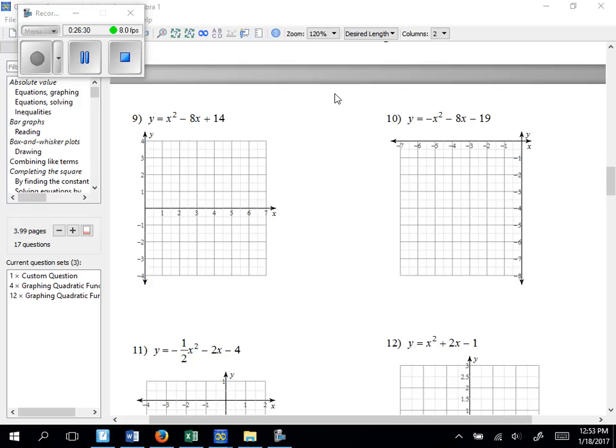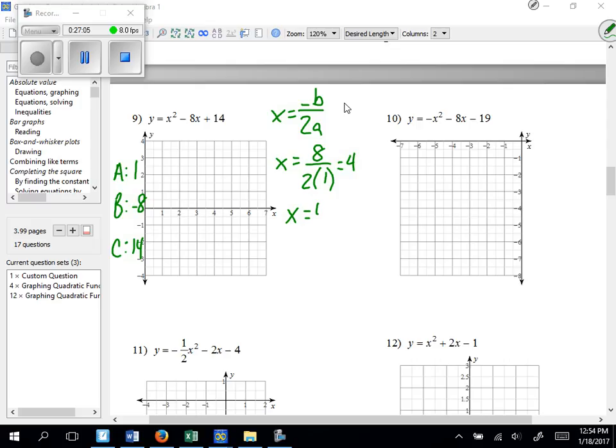All right, for question number 9. It's in order, x squared minus 8x plus 14. So in order, highest to lowest. Second step says find the axis of symmetry. So x equals the opposite of b over 2a. So I know that my a is 1, my b is negative 8, and my c is 14. So if I do negative b over 2a, x equals 8 over 2 times 1. 2 times 1 is 2, so 8 divided by 2 is 4. So I know that x equals 4.